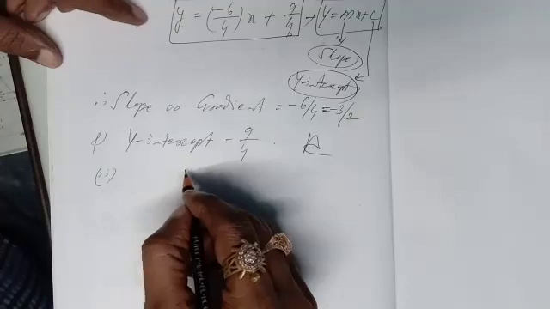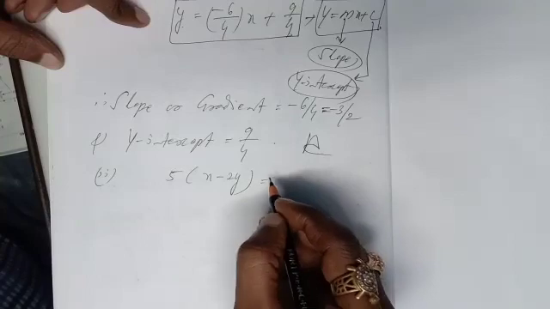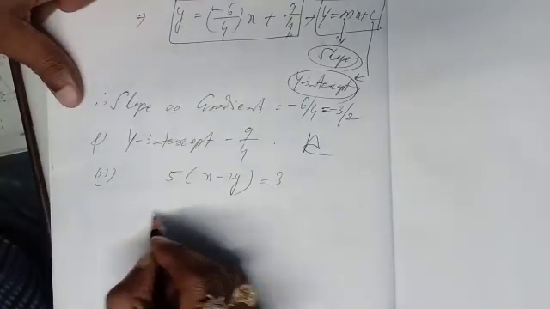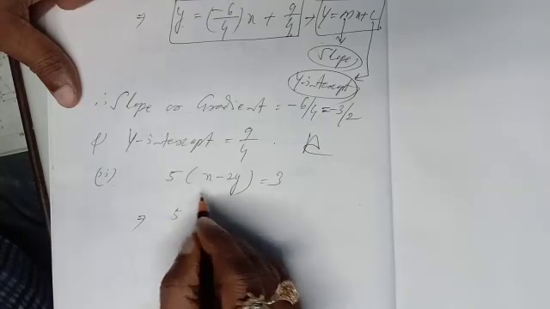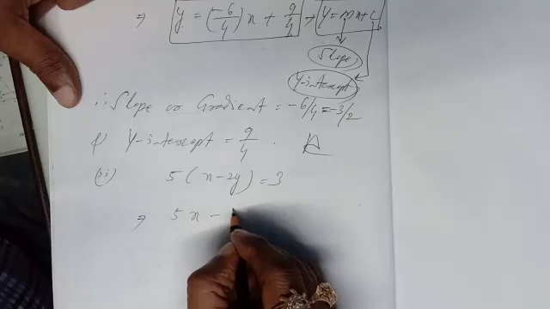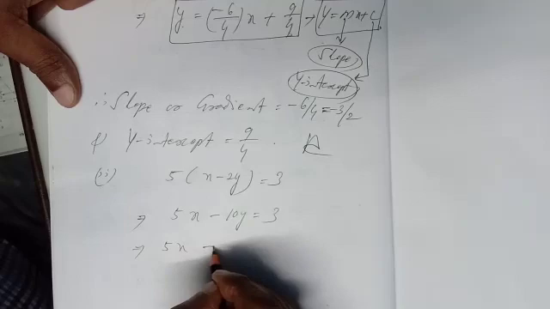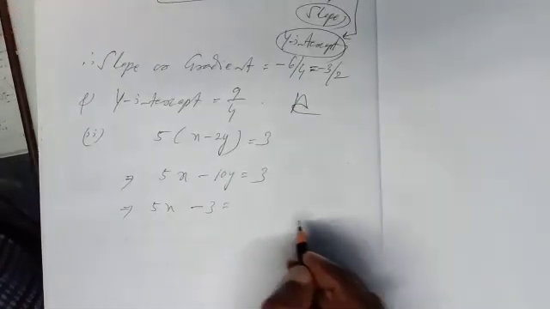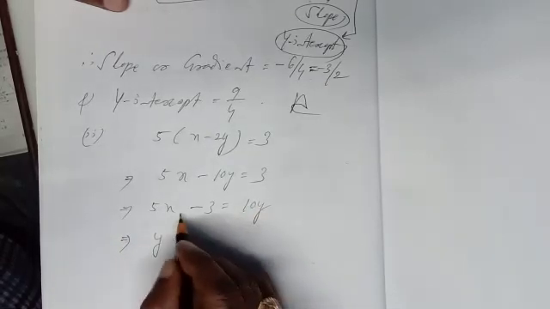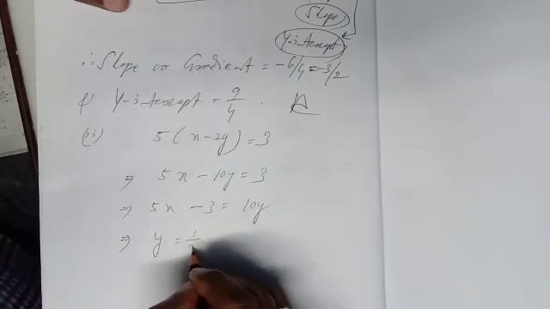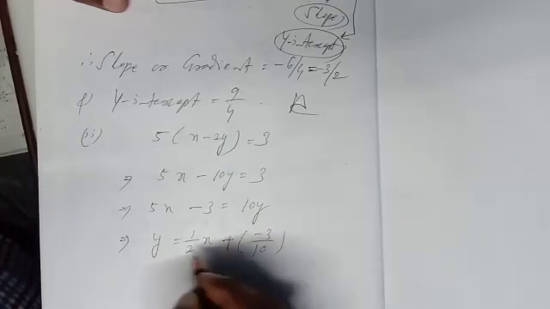It is given 5 whole into x minus 2y is equal to 3. You have to arrange in proper manner. How? Just see, multiply it: 5x minus 10y equal to 3. After that, 5x minus 3 equal to 10y. So this implies y equal to how much? You have to divide by 10. 5 by 10 means 1 by 2 x, minus 3 by 10.